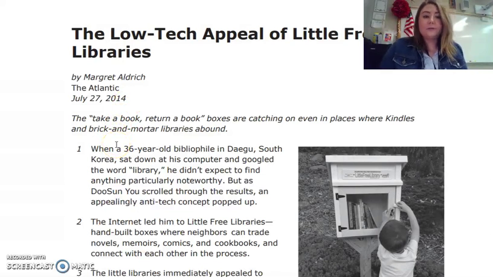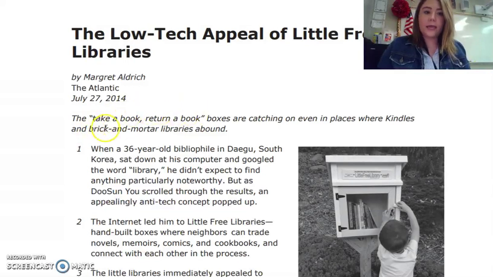It says, take a book, return a book boxes are catching on even in places where Kindles and brick and mortar libraries abound. So right away, I see that take a book, return a book. I kind of like that slogan. So you can basically take a book and then return it, is what I'm gathering from that.